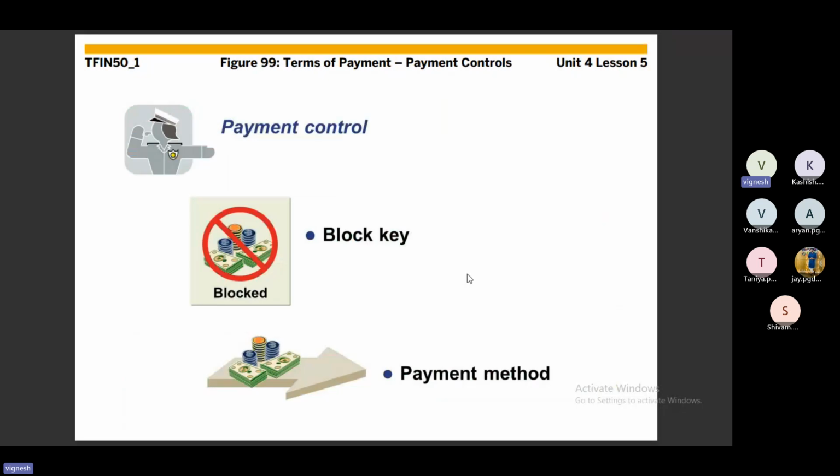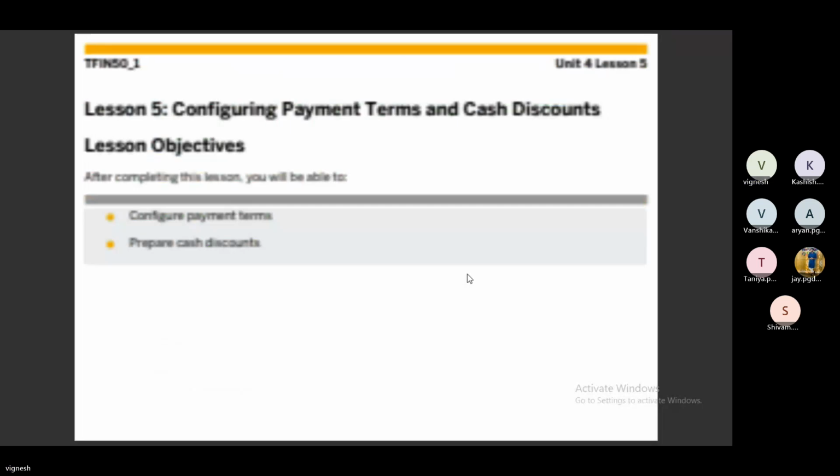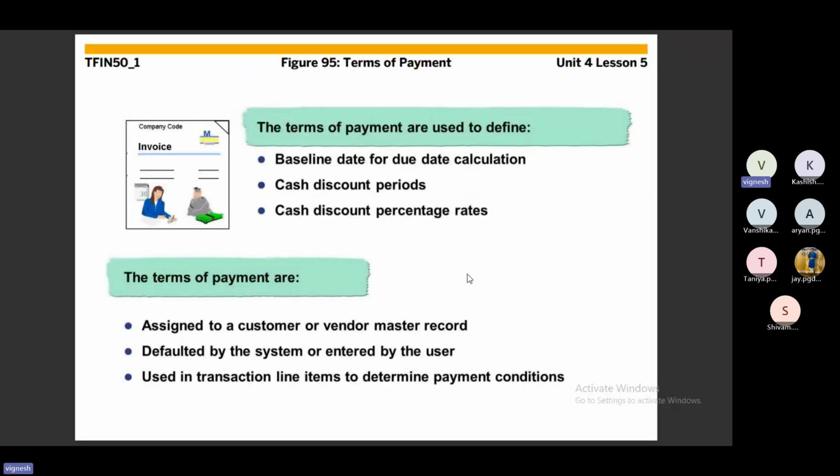So this is the terms of payment type cover, block key, baseline date, cash discounts. So all these things come under this payment terms. So in the config of payment terms, the terms of payment are used to define the baseline date from which date needs to be calculated for the due date calculation. Okay, whether this is immediate or 10 days or 15 days, whatever may be. So what is the cash discount period? That also comes under this terms of payment, and cash discount percentage rates. How the cash discount percentage rates need to be analyzed. So all this comes under this terms of payment.